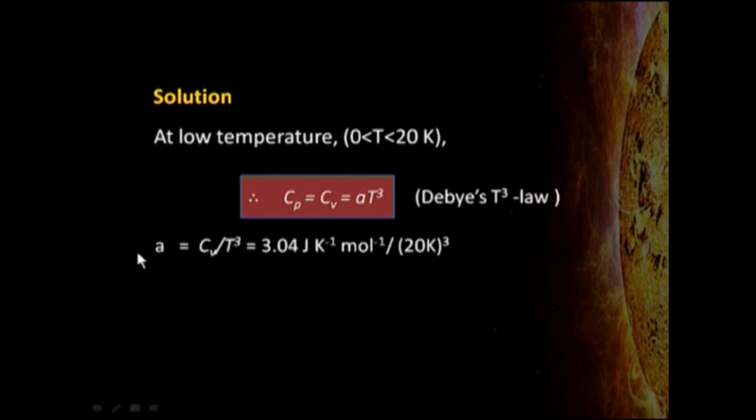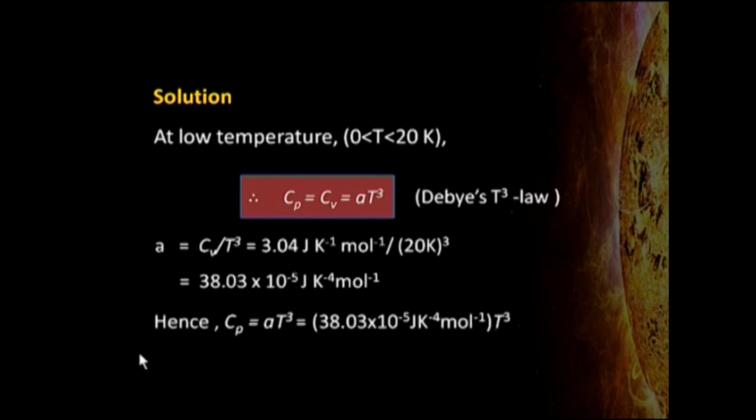Therefore, A will be equal to Cv divided by T cube. As the values of Cv and T are given, we have A equal to 3.04 joules per Kelvin per mole divided by (20 Kelvin) whole cube. This is equal to 38.03 into 10 to the power minus 5 joules Kelvin to the power minus 4 per mole.